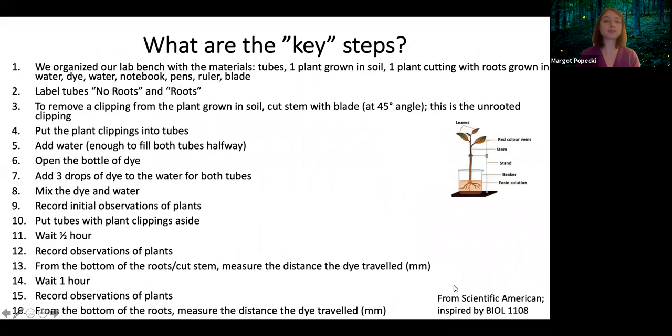So one thing that can be very difficult when summarizing your research is identifying, well, what are the key steps? What should I actually be focusing on in the methods? Because you don't need to state everything.